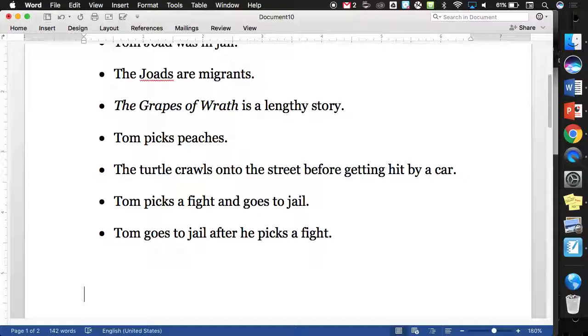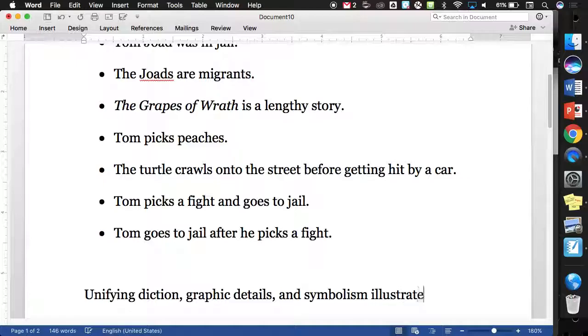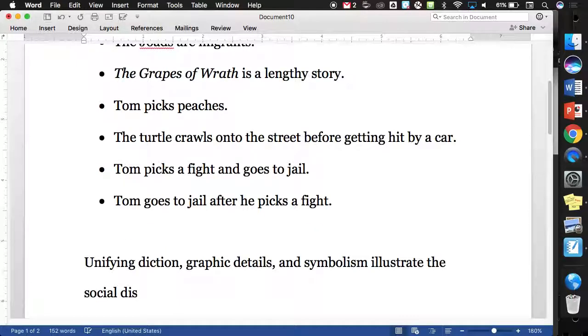I have the social disruptions during the Dust Bowl. So I wrote unifying diction, graphic details, and symbolism. Okay, let me get the devices. So unifying diction, graphic details, and symbolism? Yes. Okay. Illustrate the social disruptions. You went social disruptions, like multiple disruptions? Okay, during the Dust Bowl.